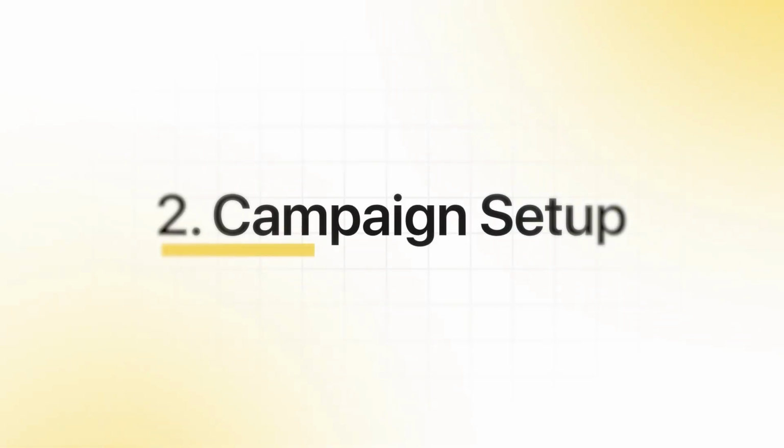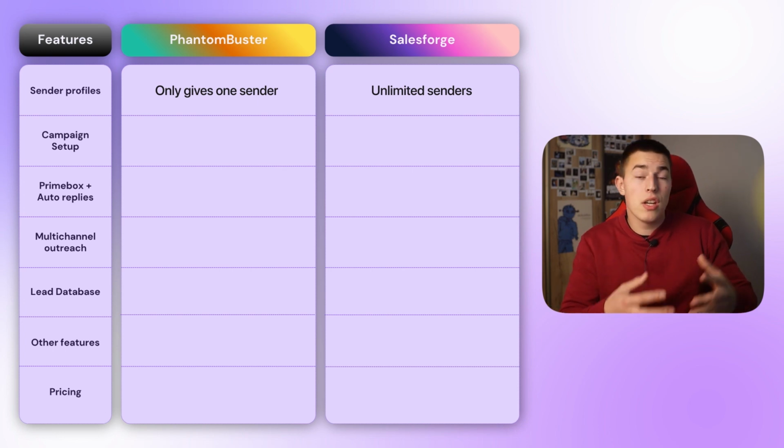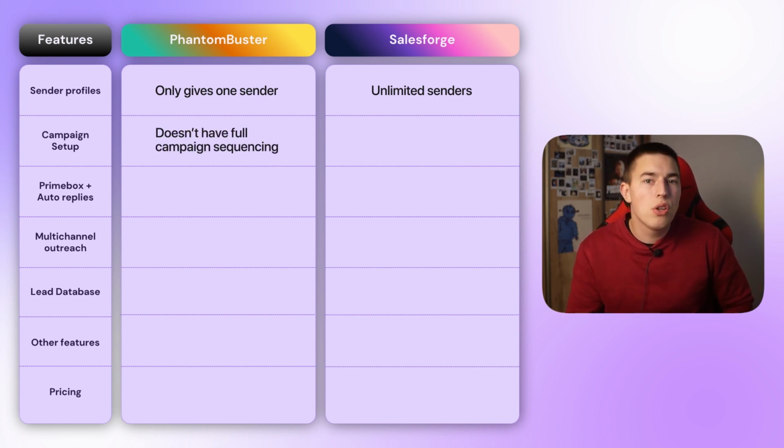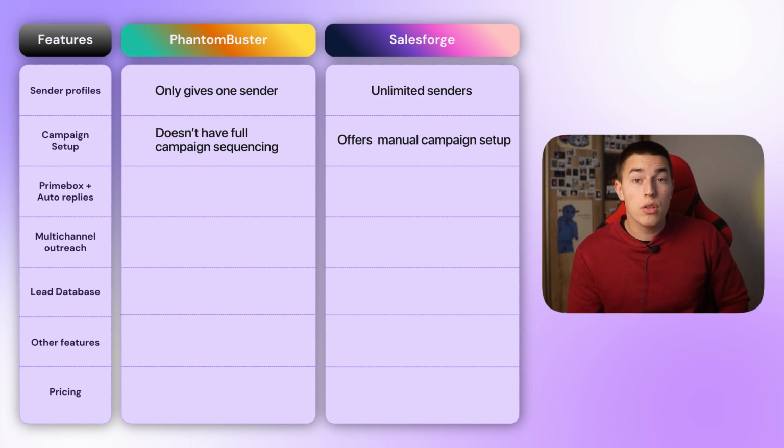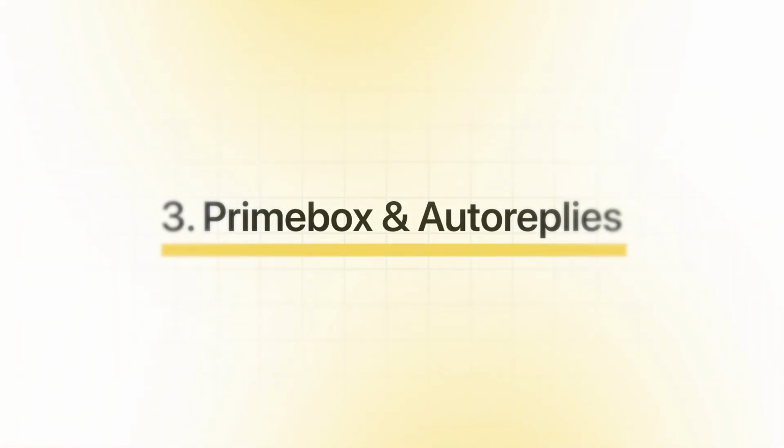Now, to run outreach properly, you need campaigns, basically sequences of connection requests, messages, and follow-ups. PhantomBuster doesn't have full campaign sequencing, so you can't build conditional flows. Salesforge does. You can create manual campaigns with steps that branch and adjust, so you're in full control of your outreach. And when the prospects reply, how do you handle conversations?